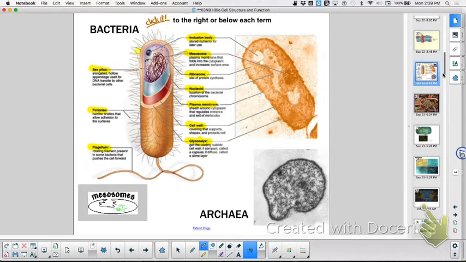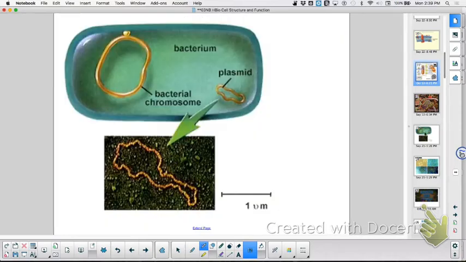Do you know what a plasmid is? It's bonus DNA.